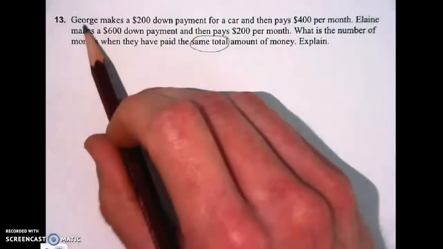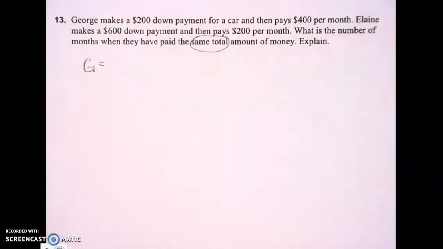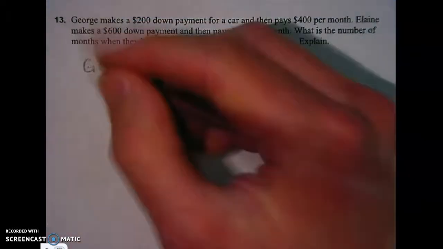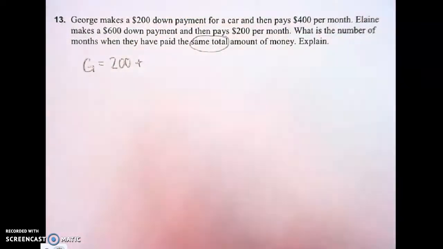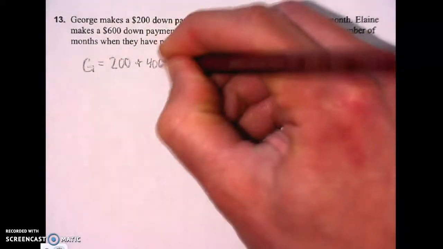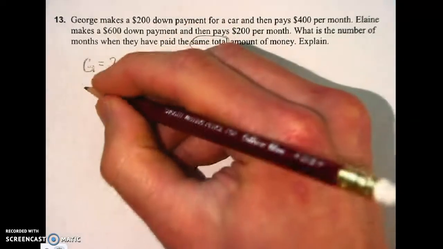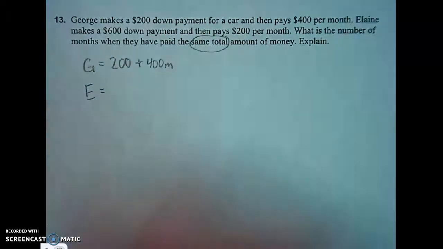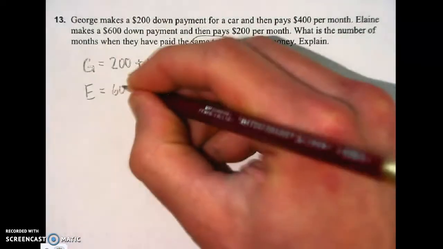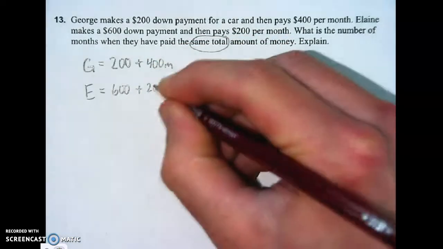All right, so I'm going to write George's equation here. George's equation is going to be, he pays $200 plus he pays $400 each month after that. Now I'm going to write Elaine's. Elaine's equation is going to be, she pays $600 plus $200, a little bit less per month.